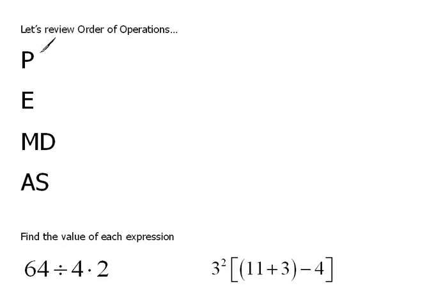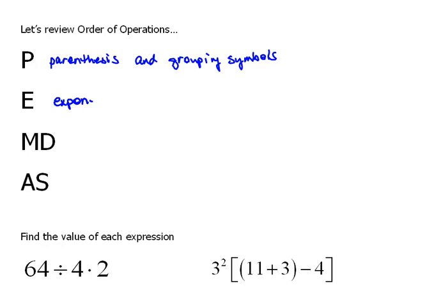The P in the please stands for parentheses, parentheses, and grouping symbols. Those come first. Then, after that, we do exponents. The E stands for exponents. And we just reviewed what exponents mean.